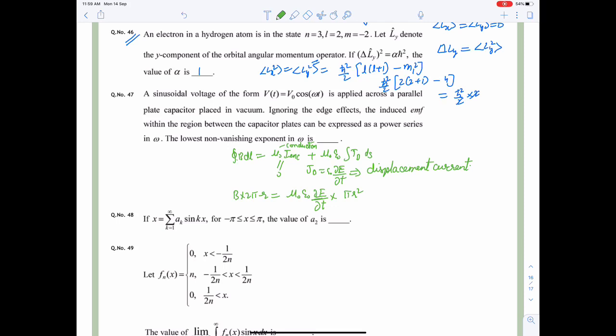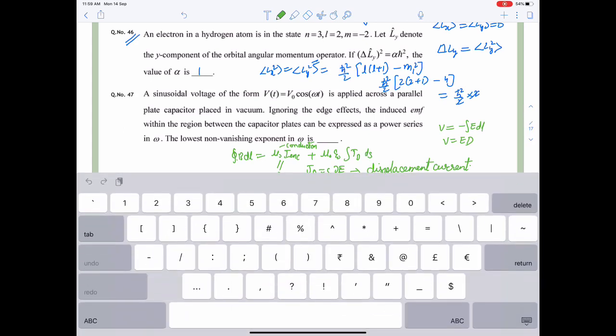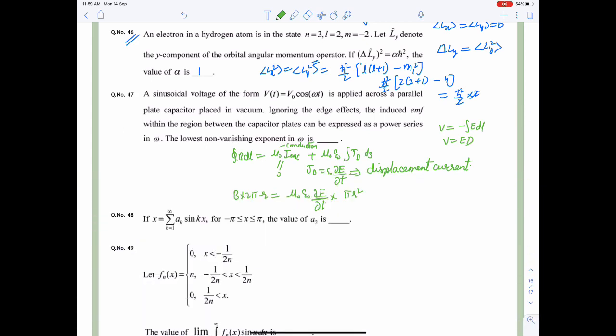We know that V is equal to minus integral of E dot dl, so you can do this: V is equal to ED. Now we can calculate your E. So E from here, E is equal to V upon D. So E is equal to V naught cos omega t upon D. D is your length, so I can write this.